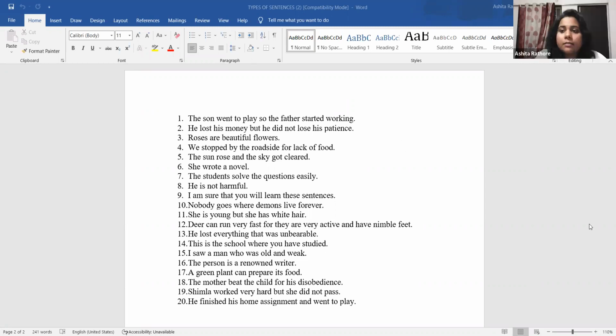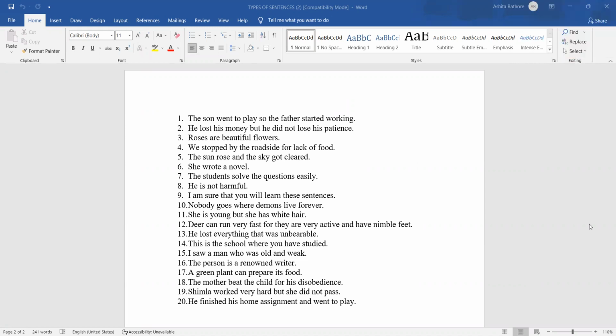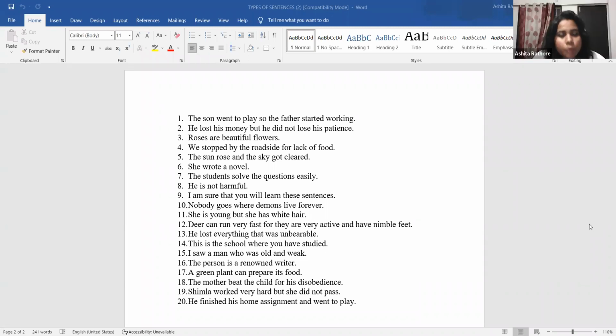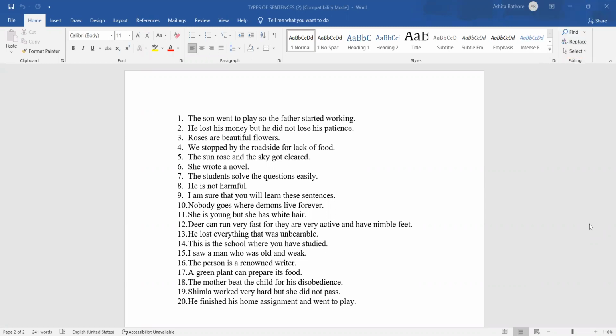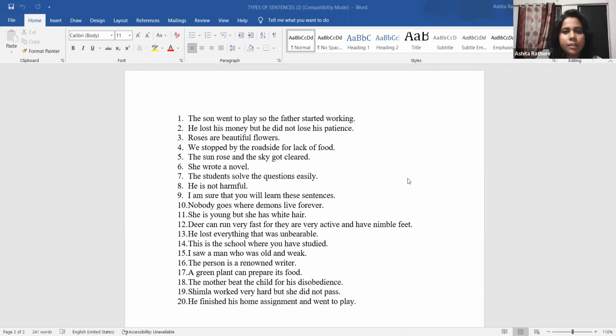Next will be Himani. Yes, ma'am. Fifth. The sun rose and the sky got clear. I think it's a compound sentence. How? Ma'am, there is one independent clause and one dependent clause. The sky got cleared and it is interconnected to the sun rose. It is dependent on the part. Very good. Very good.